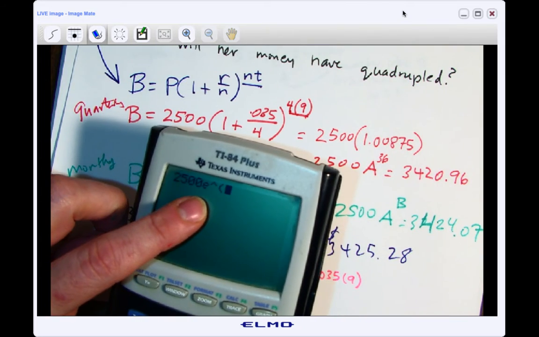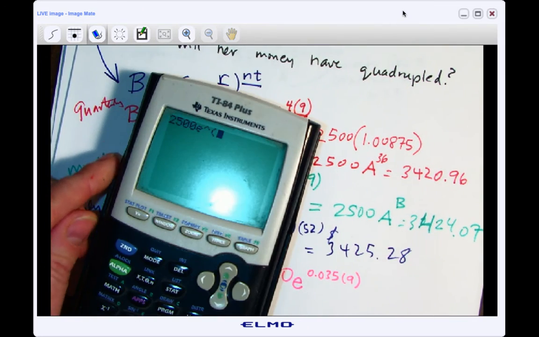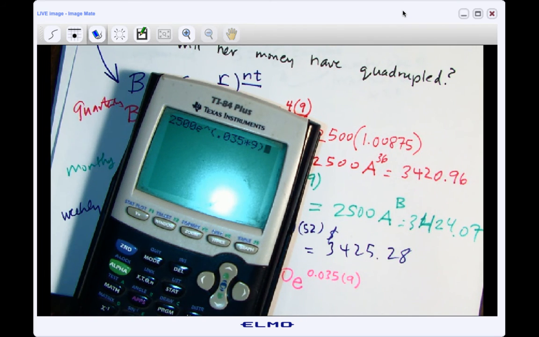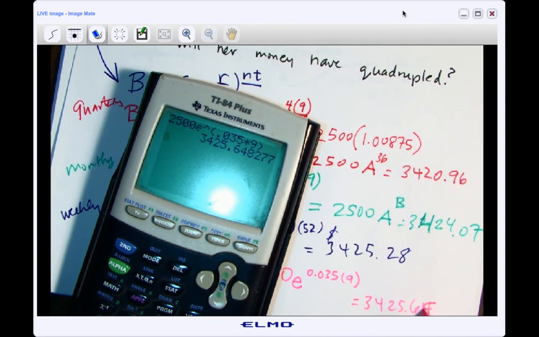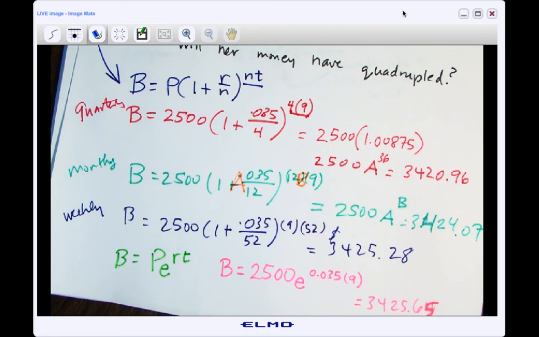And you see how it put the E with the caret already for me? And what am I going to raise it to? I'm going to raise it to 0.035 times 9, and I'll just close those parentheses. This one should come out a little bit more than the others. Not a whole lot more, but there it is. 3425.65, I guess. If this were a bigger amount of money or a longer number of years, the amount by which they are different would start to be a lot more. You would notice it would start to get bigger and bigger and bigger. But that's what it is now.